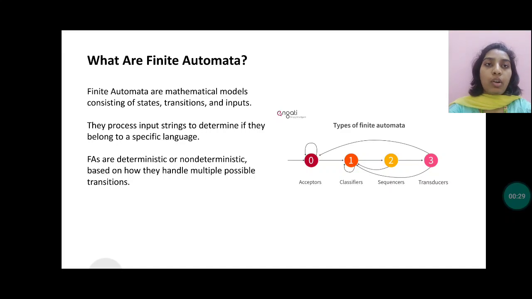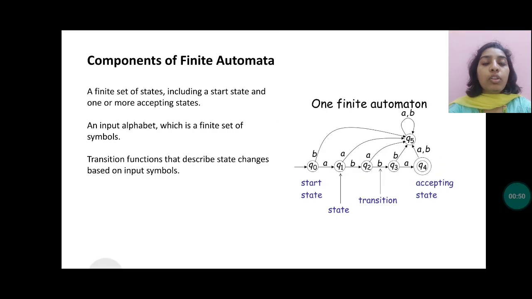What are finite automata? Finite automata are mathematical models which have states, transitions and inputs as shown in the figure. They process input strings to determine if they belong to a specific language. They are deterministic or non-deterministic based on how they handle multiple possible transitions. There are various components of finite automata as shown in the figure.